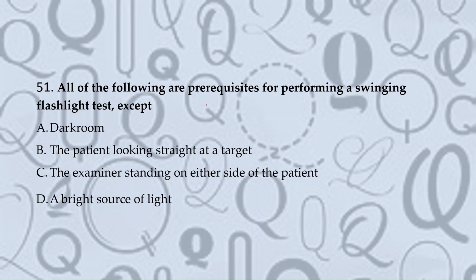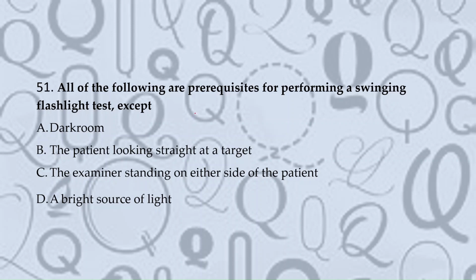Never bring the source of light in front of the patient, because you might induce some amount of convergence and the amount of pupillary dilatation may be more, or you might think it is a light reflex when you're actually eliciting a convergence reflex. So the right answer here would be dark room. You do not require a completely dark room, you require semi-dark or mesopic conditions.